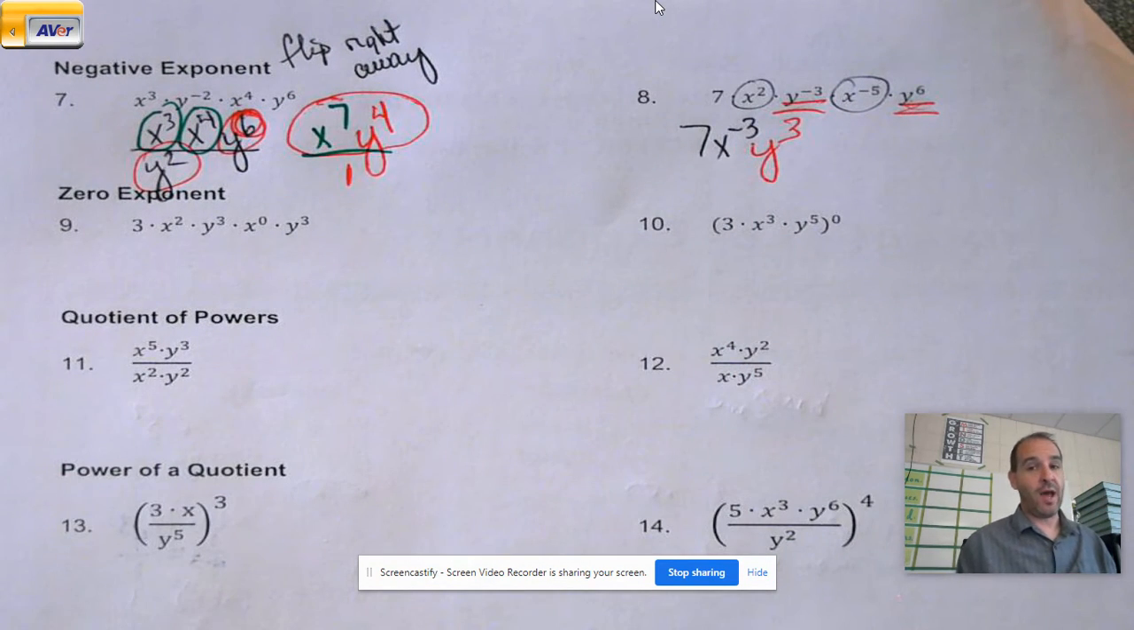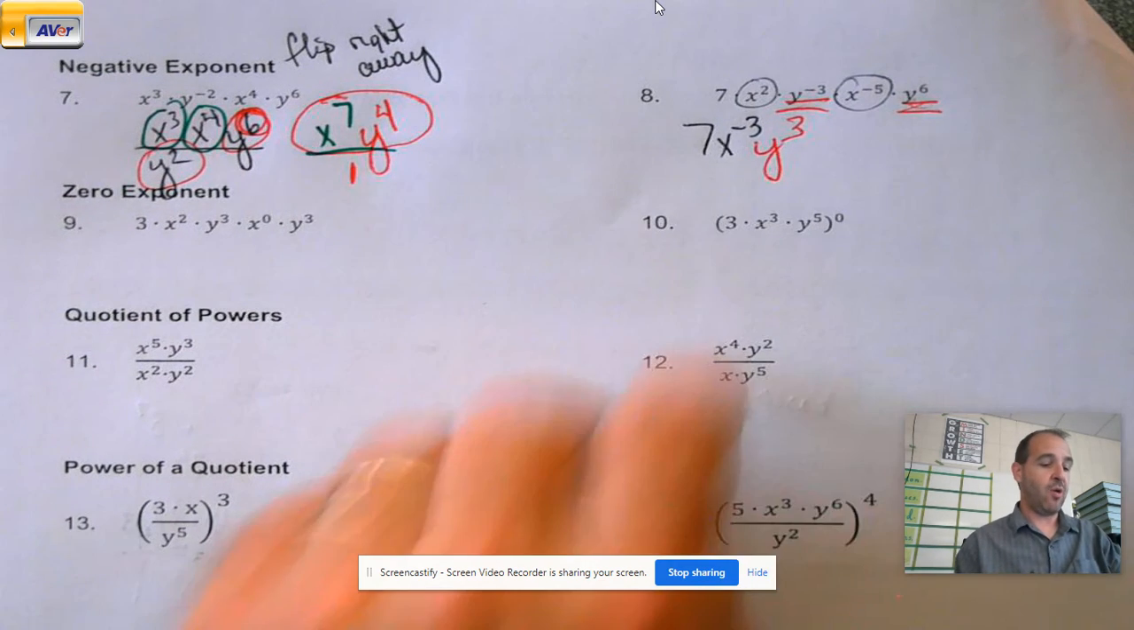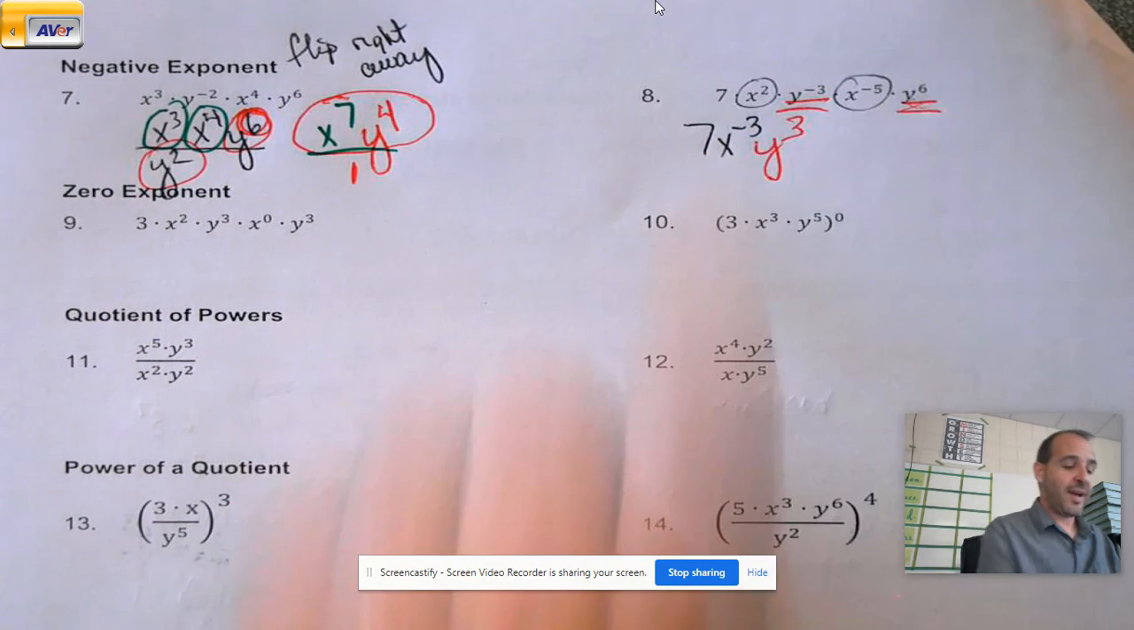Now, I can't leave it that way, because remember, on our last page, we talked about no negative exponents in answers. So I got to fix this.